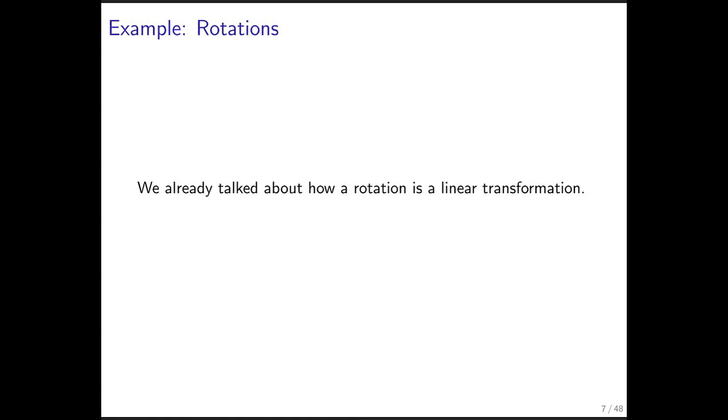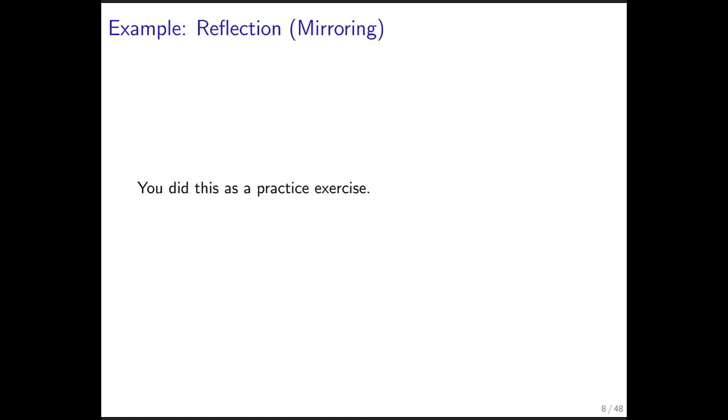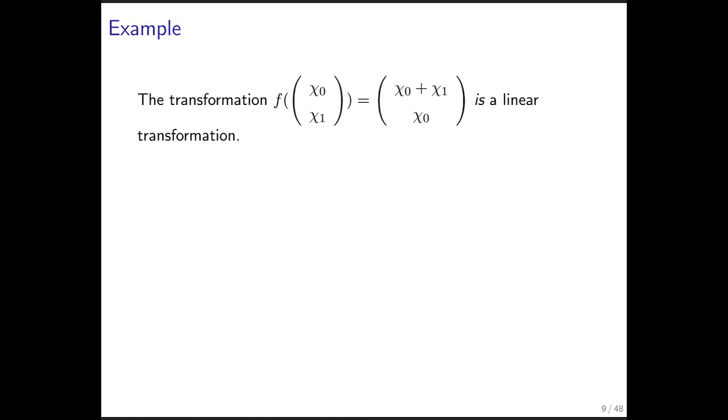We've seen some examples. Rotation in 2D is a linear transformation. Reflecting in 2D is a linear transformation. You did that as an exercise. So let's look at some more examples. The transformation F that takes components chi 0 and chi 1 and transforms them into the vector with chi 0 plus chi 1 as first component and chi 0 as second component is a linear transformation.